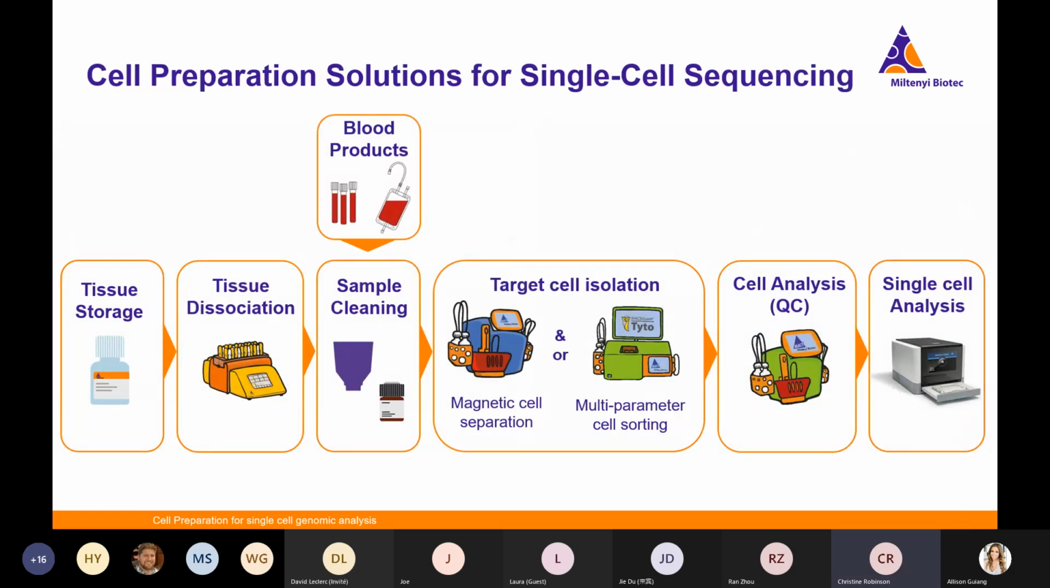So at Miltenyi, we have different workflow solutions for helping you achieve a sample that meets all of those requirements I mentioned in the first slide. So when you're working with solid tissue, this often starts with proper tissue storage. So you can hit the next slide.